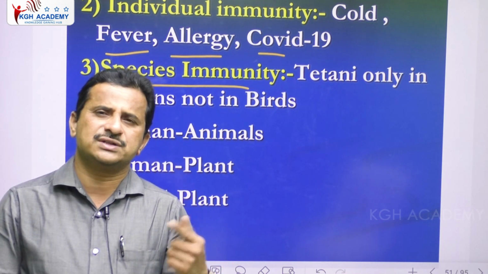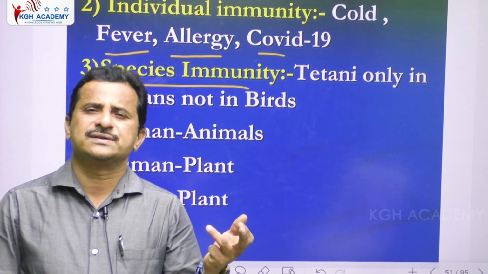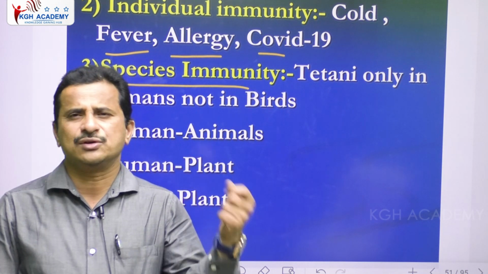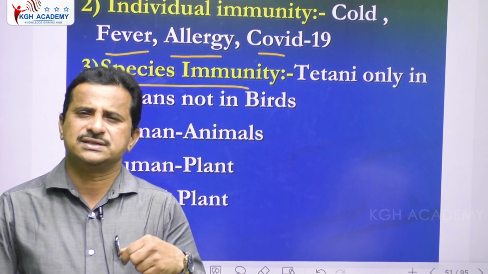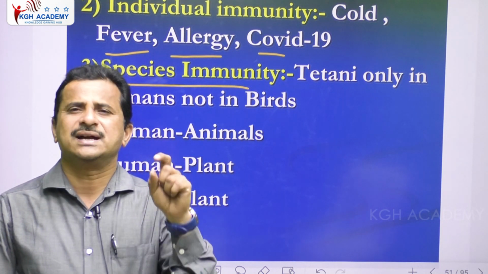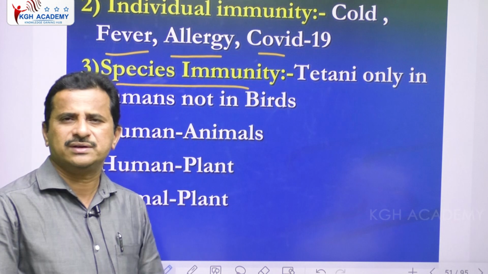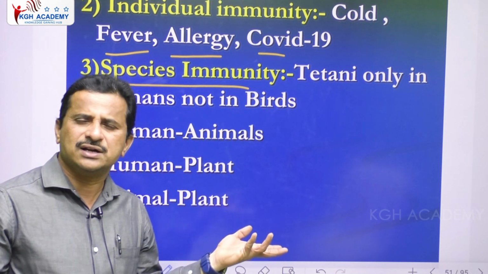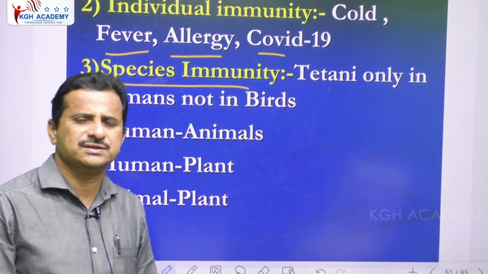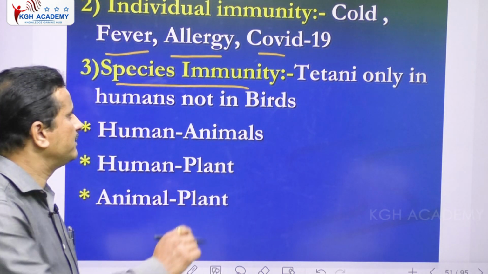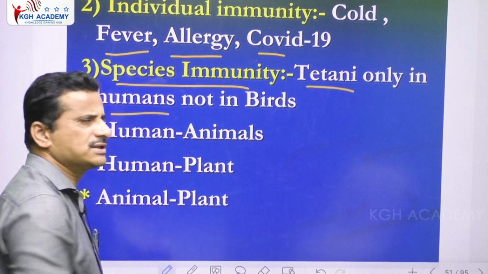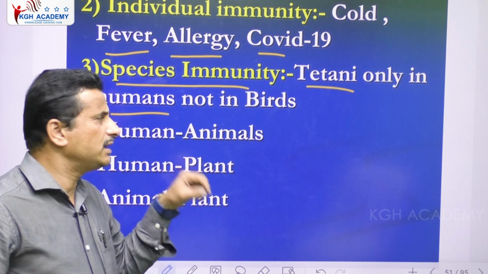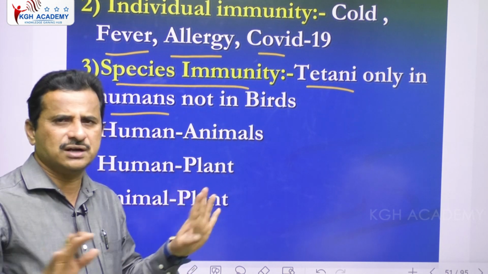In most cases, other species, plants, animals, bacteria, viruses, fungi, do not cause damage or disease in our body because of the genes, and here particularly species-related immunity. Otherwise, if all microorganisms caused disease in all organisms, it would not be possible for humans and other organisms to survive. For example, tetanus occurs only in humans but not in birds. Tetanus bacteria, Clostridium tetani, infect only humans. If it enters birds, it does not cause any problem.